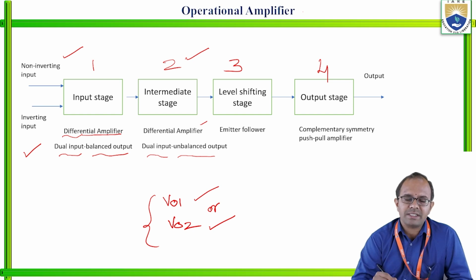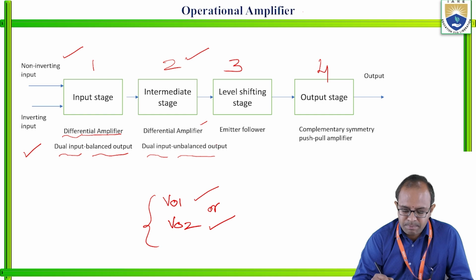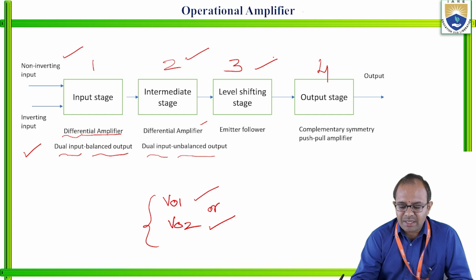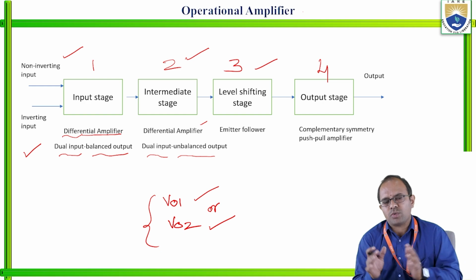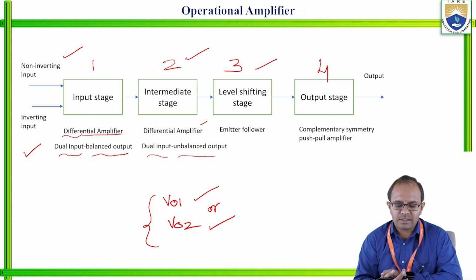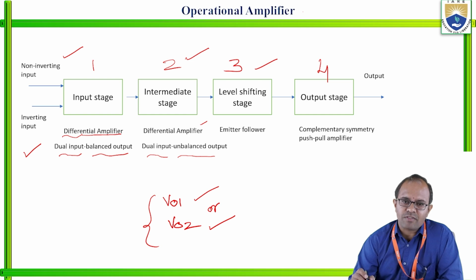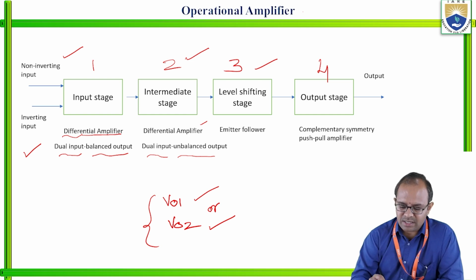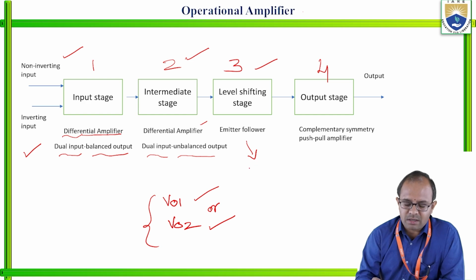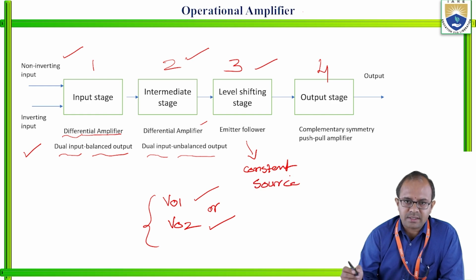So do remember, in the intermediate stage we are going to have a differential amplifier which is under dual input unbalanced output configuration. Now coming to the third stage, it is going to be the level shifting stage. So what does it consist of? This stage usually consists of an emitter follower with a constant current source. More details about this we will discuss in the upcoming slides.